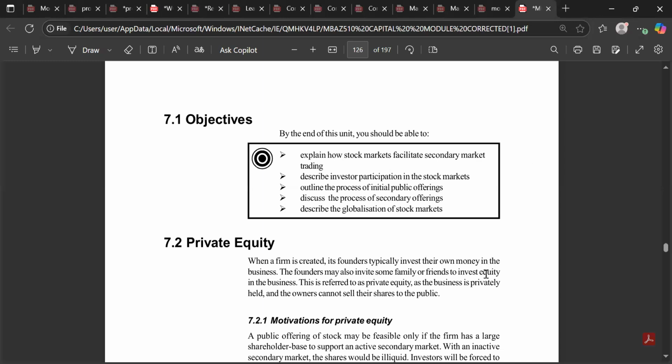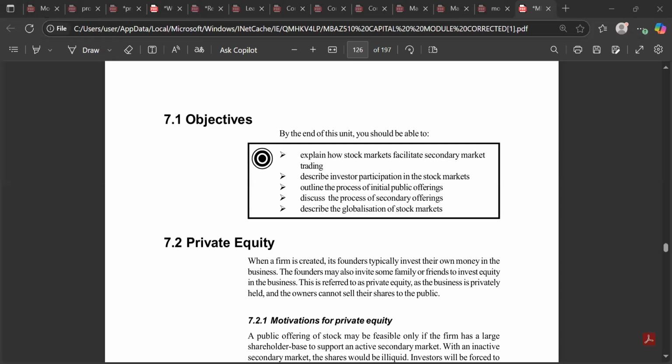So, what is private equity? When it comes to the equity market, equity markets can be defined as ventures where ownership in firms is issued and traded.